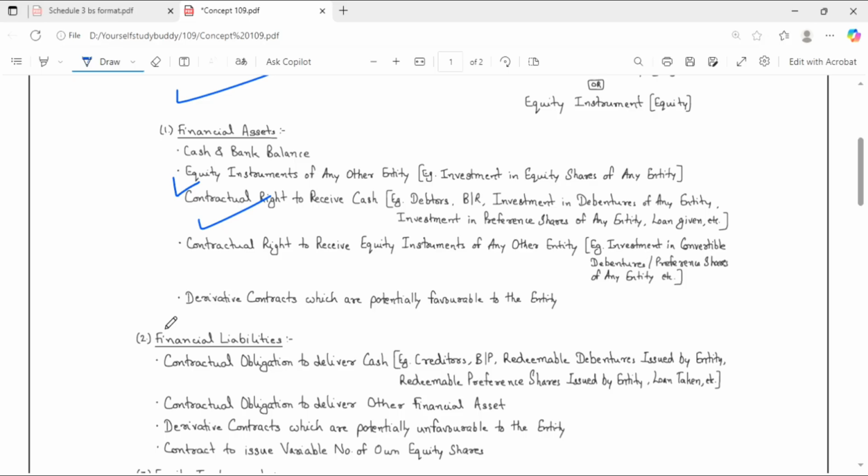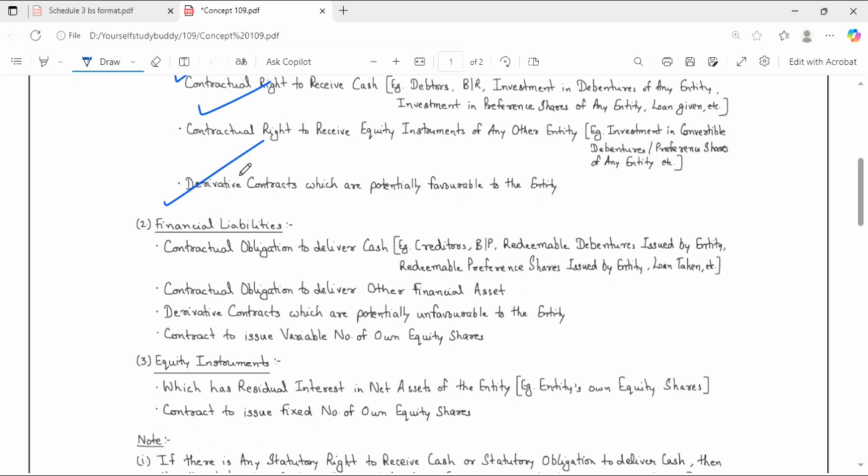Now, derivative contracts: we have already studied what derivative contracts are in AFM. The derivative contracts which are favorable to us will be classified as financial assets. Then what are financial liabilities? There is a contractual obligation from my side to deliver cash, to pay cash. An example is creditors. I have to pay my creditors. I have to redeem my bills payable. I have to redeem my debentures. That will be classified under financial liability.